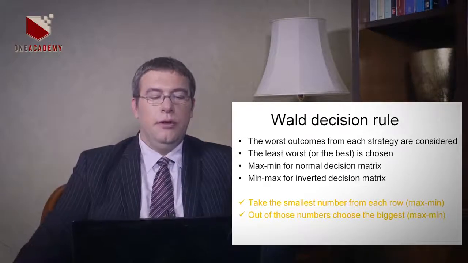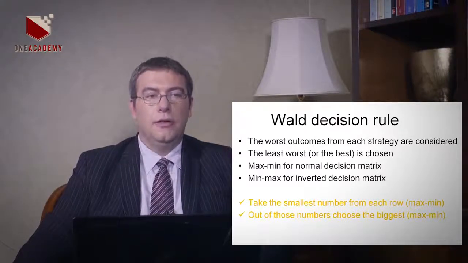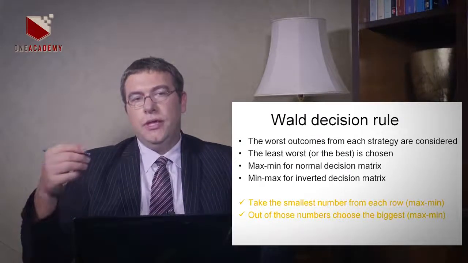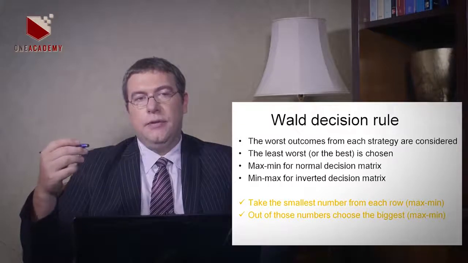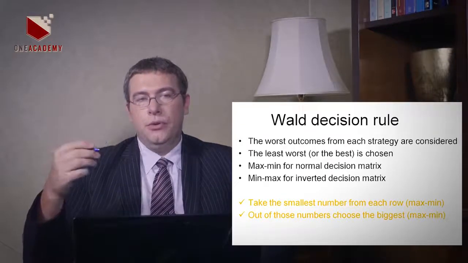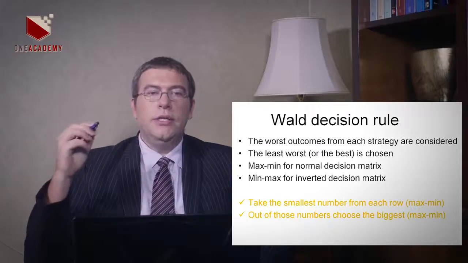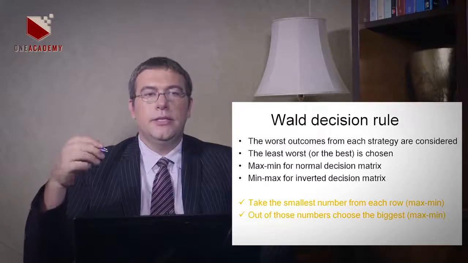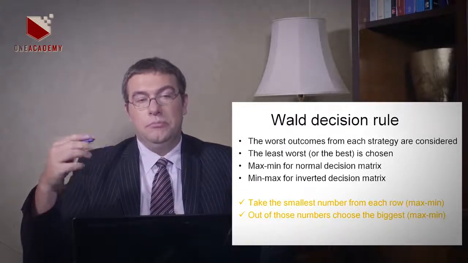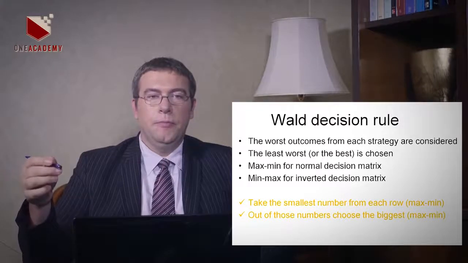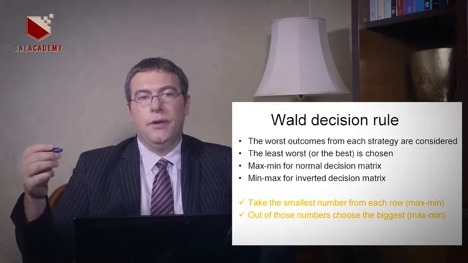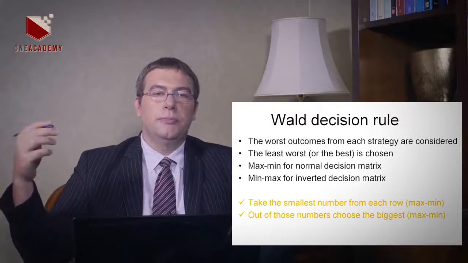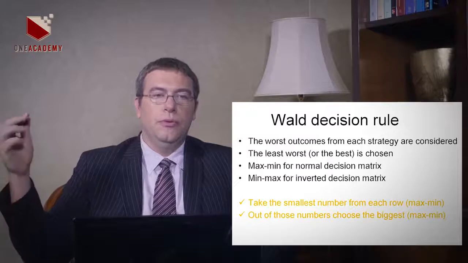So let me start with the Wald decision rule of conservative expectations. This decision rule is based on the idea that whatever we decide to do, always the worst possible outcome would occur. So it is to some extent very pessimistic. This is why it's called conservative expectations. Basically, whatever I decide, I am expecting that the worst possible outcomes will happen.